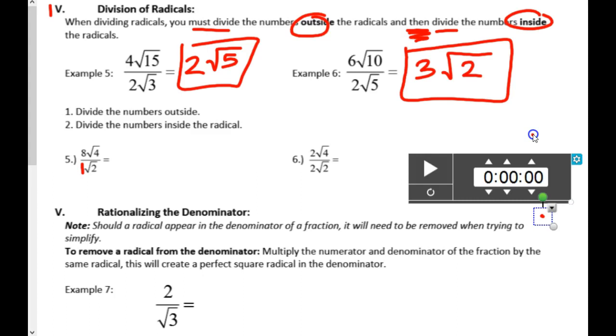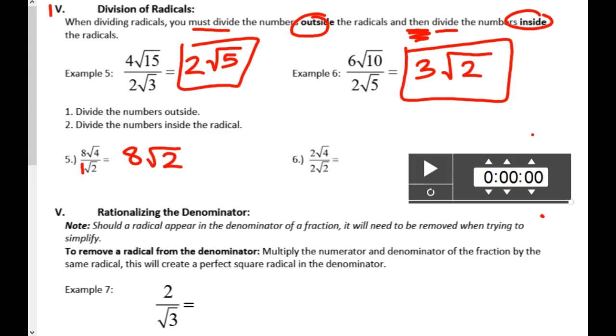All right, so let's see what we got. 8 over 1. What is 8 divided by 1? Just 8, okay? So we put 8 right here. And then 4 divided by 2 gives me 2. Is 2 prime? Yes, it's prime, so no, we cannot break it down. So 8 square root of 2 is my final answer, right?